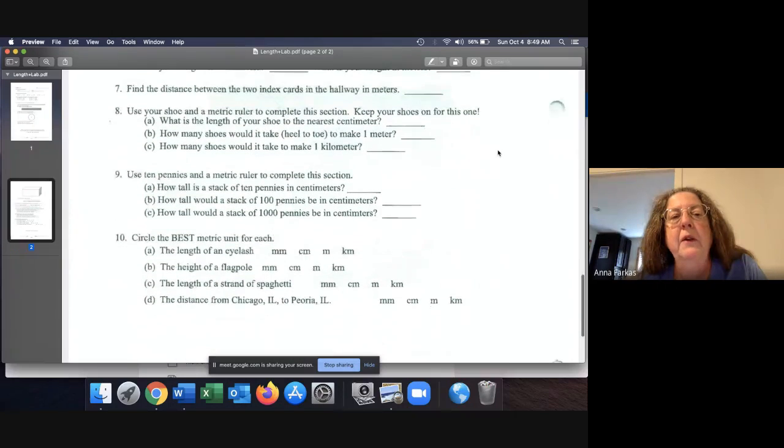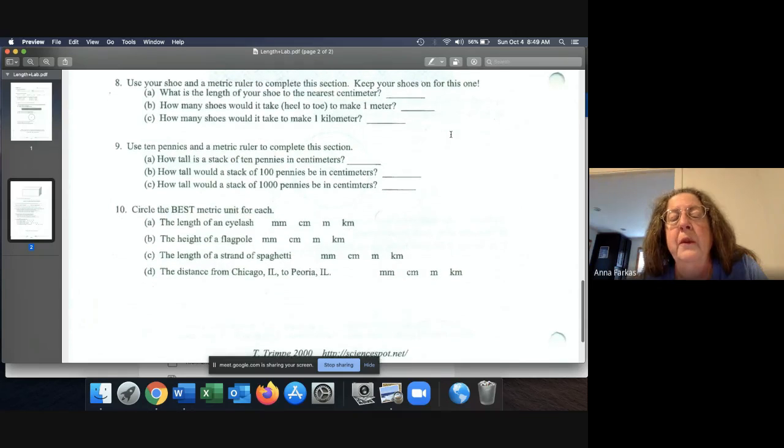Now, find the distance between the 2 index cards in the hallway in meters. This will be changed a little bit because we usually use some duct tape on the floor, and it might be in the classroom instead of the hallway, but that's still okay. The idea is to measure the distance.